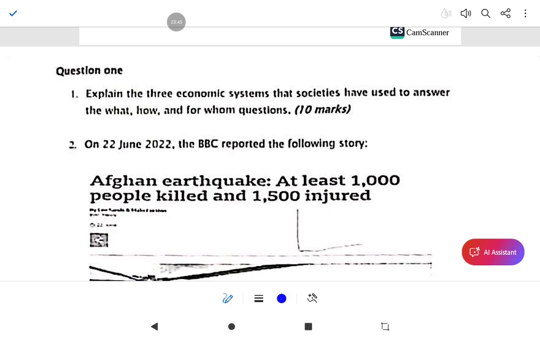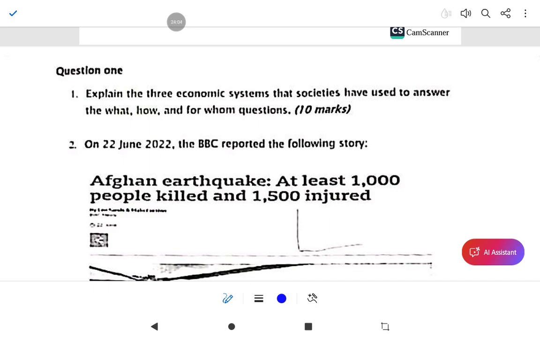So this is how the types of economic systems and societies have used the four important economic questions to answer how to allocate, distribute, and share the resources that their various economies have. So that's how you'd answer that.